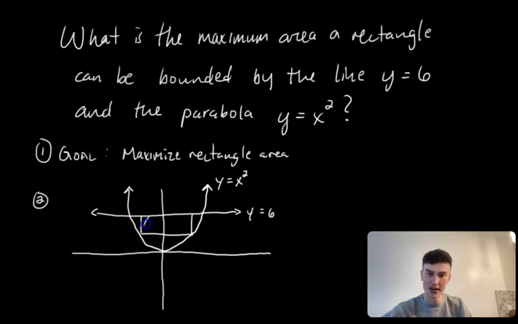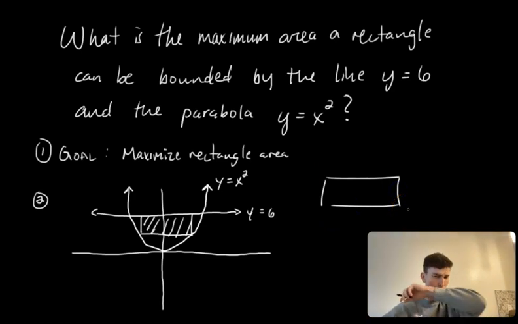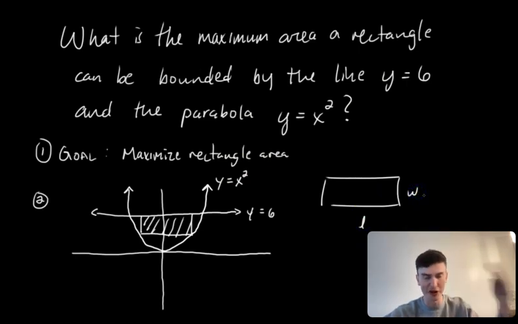So here's the rectangle, and the area is what we care about. So let me draw the rectangle off to the side here. Okay, here's the rectangle. What kind of variables do we want to use to set up an equation for the area of this rectangle? You might say, oh, length and width. But let's think about it for a little bit longer. What makes sense to use in this problem?